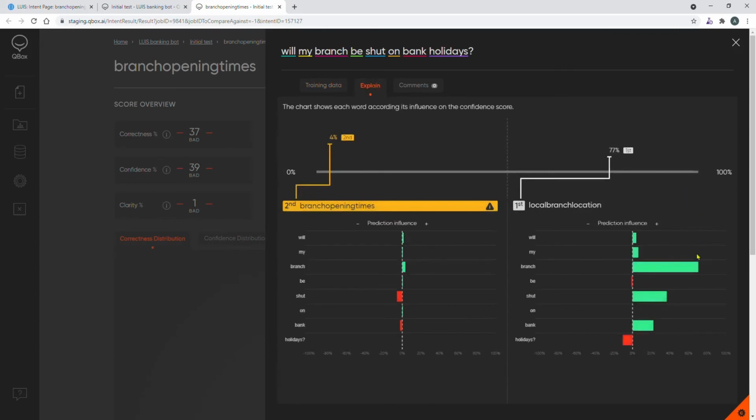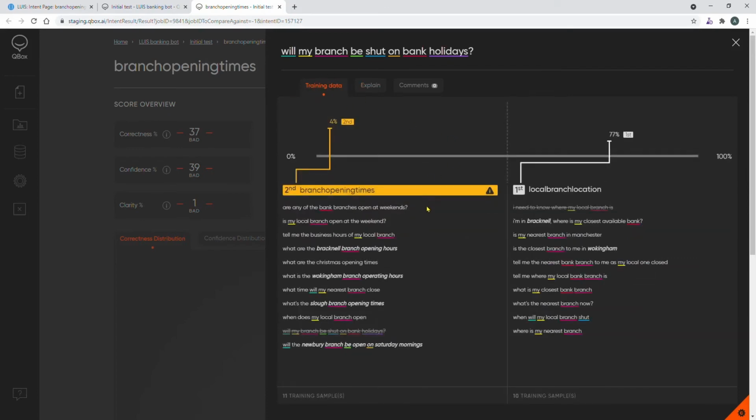So we can see branch, shut and bank are the biggest influencers. The concept of this one is asking about whether they will be shut on bank holidays. Shut is quite a negative influence to the correct intent, and the others are pretty negligible. Going back to the training data tab, there's no other utterances with this concept, so we should add 2 more to strengthen that.